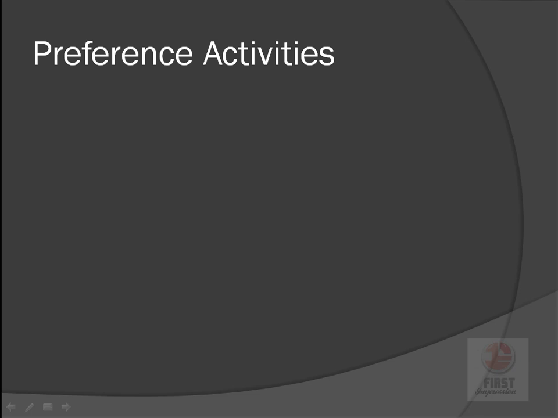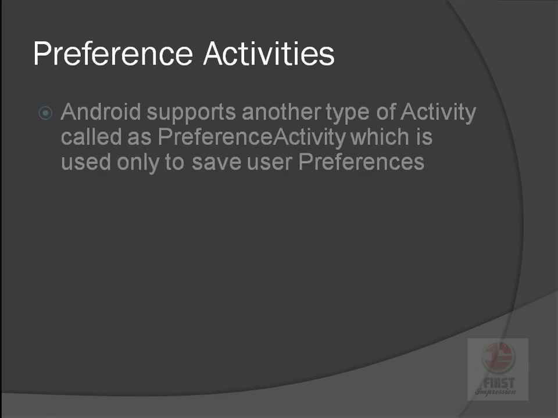Preference activities take care of saving data and loading data for you automatically, so you don't have to write any code for it. You just have an XML file. That XML file will contain all the preferences. Saving and fetching those preferences will be done directly by the Android OS, so you don't have to do anything in terms of code. You just create a new activity and set the layout of that activity as the preference activity layout. So let's do it in actual practice.